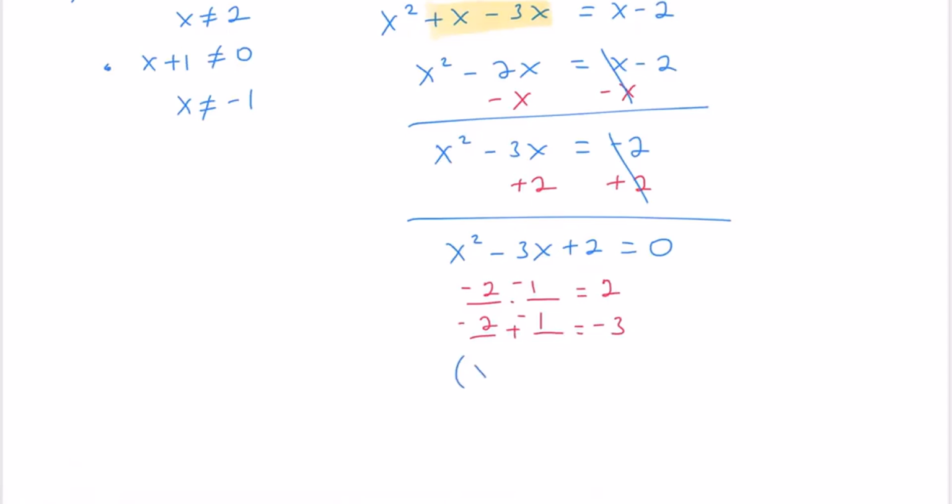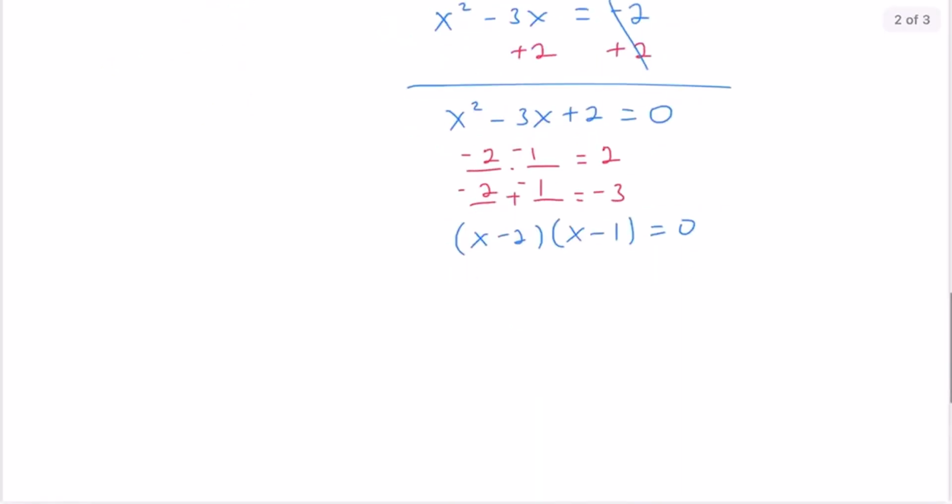And we have x minus 2 times x minus 1 is equal to 0. Set each group equal to 0 and solve. So we have x minus 2 is equal to 0. Add 2 over, so x is 2. And then we have x minus 1 is equal to 0. Add 1 over, so x is 1.